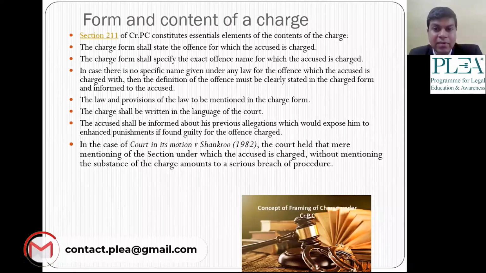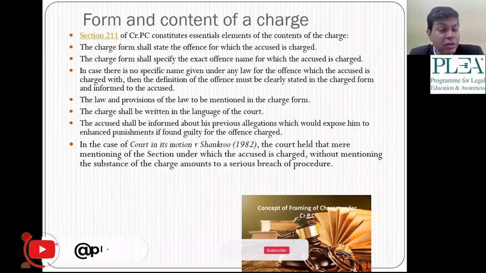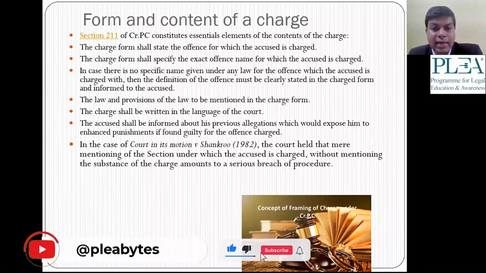So it says that if a person is accused of an offense of more than one but not exceeding three of the same kind, and the offense is committed within 12 months, then the accused may be charged and tried at one trial for all the offenses committed.